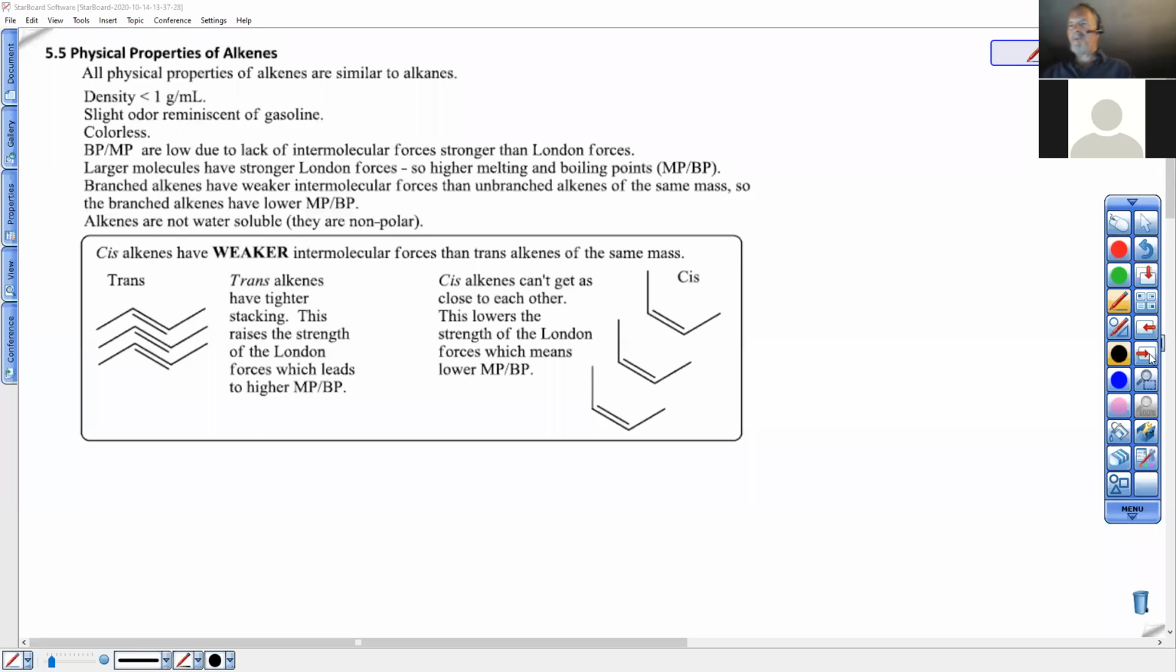C-C-C is not a polar bond at all, is it? Branched alkenes will have weaker intermolecular forces than unbranched alkenes of the same mass. So that's the same as alkanes. They don't dissolve in water. It's all boring.